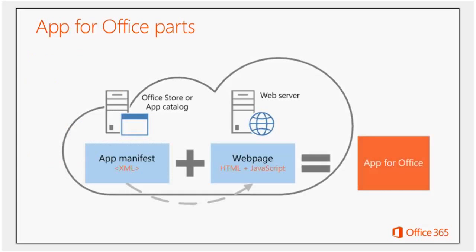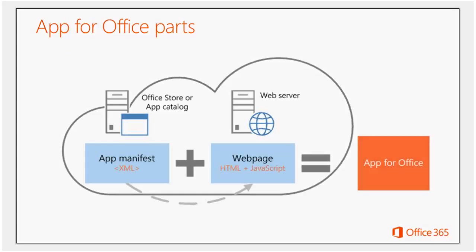So the way these parts interact is that the manifest file either lives in the store or in your app catalog, and it actually points to a web page. It has a URL inside of it that points to the web page, and that web page is hosted someplace, and it has HTML and JavaScript that interacts with JavaScript APIs that you call to interact with the host application.